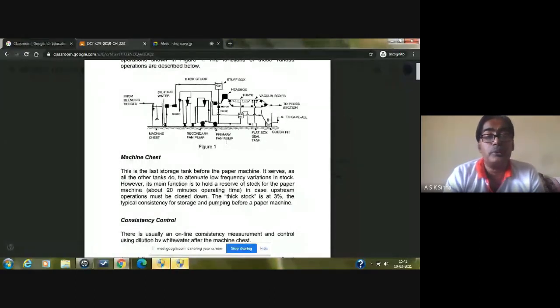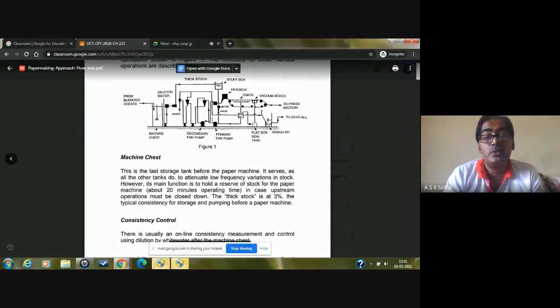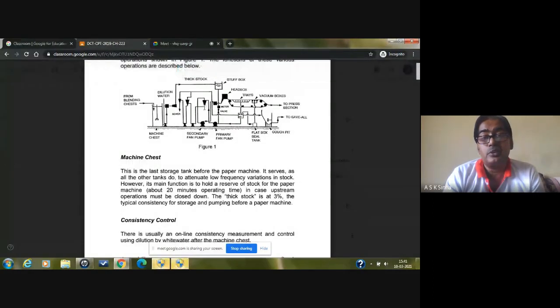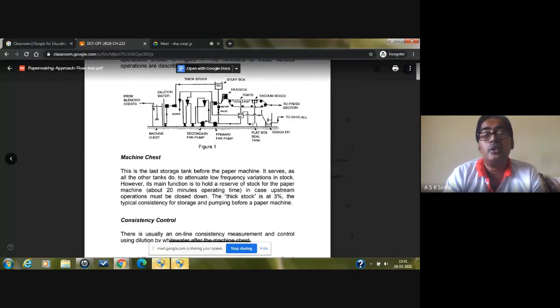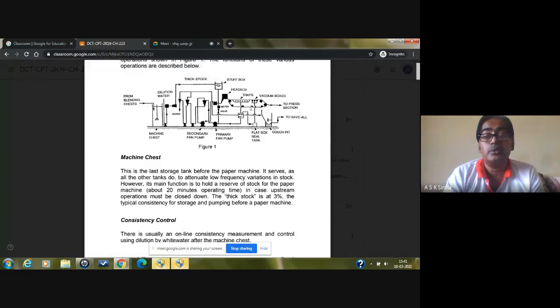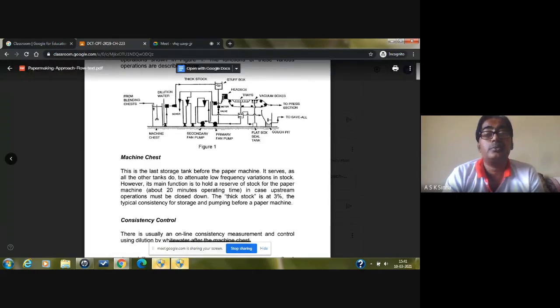So one is the primary fan pump, then the secondary fan pump, and these will be basically circulating the stock through the refiners and centri cleaners, and then finally it's coming to the head box. So the head box will be feeding the raw material to the paper machine that will be forming the paper here. So the head box is the first equipment, or the start of the paper machine section here.